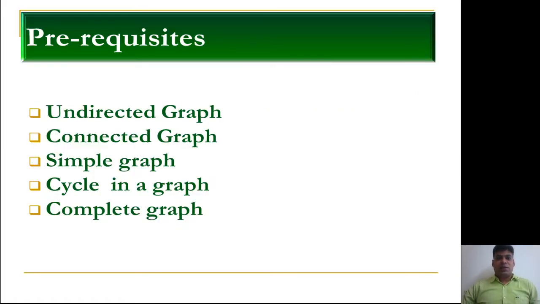Well, these are some prerequisites to understand this topic today. We need to know what a graph is. A graph is a combination of two sets, V, that is the vertex set, and E, that is the edge set, and we have one mapping, which is called the induced function, or we can say incidence relation, from the set V cross V to the set E.